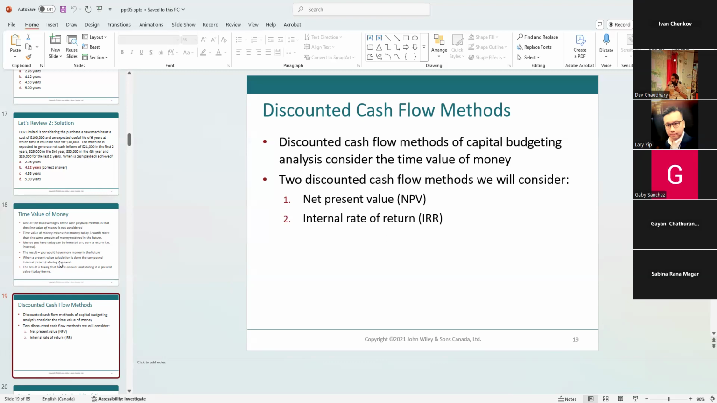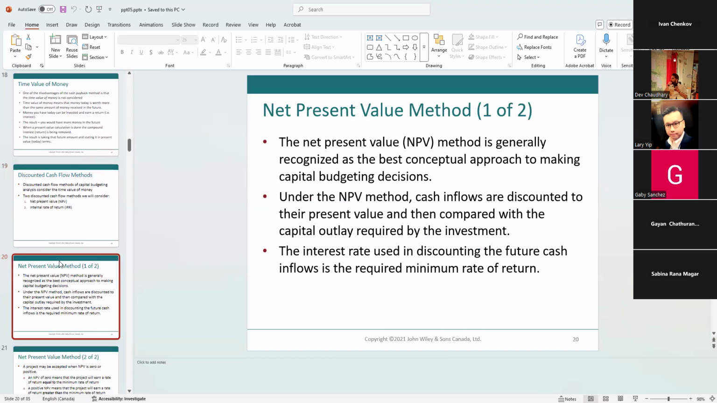So we are going to have two methods, cash flow methods. One is net present value, the other one is the internal rate of return. The net present value method is generally recognizing the best conceptual approach. This is the best conceptual approach since considered time value of the money. And under net present value method, cash inflows are discounted to their present value and then compared with the capital outlay required for the investment.